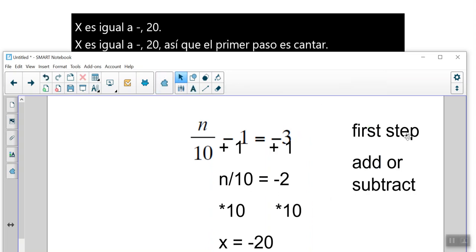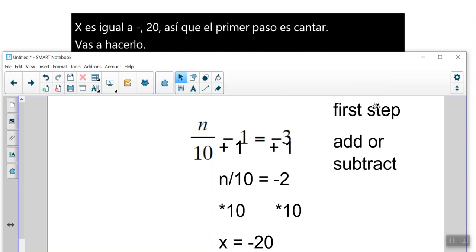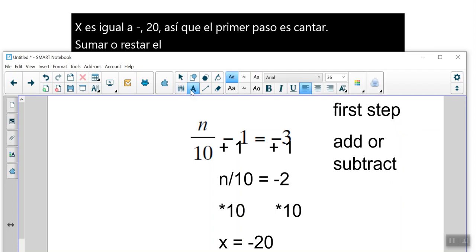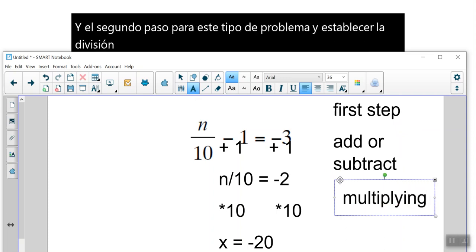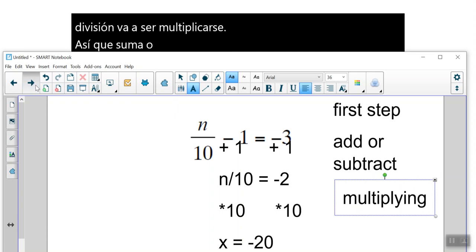So the first step is the same. You are going to add or subtract the number without a variable. And the second step for this type of problem, instead of dividing, it's going to be multiplying. So add or subtract and then multiply.